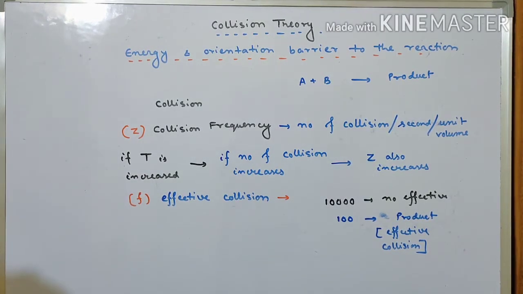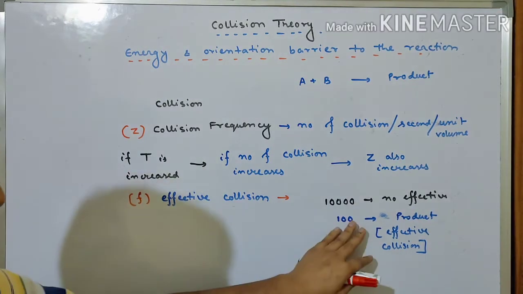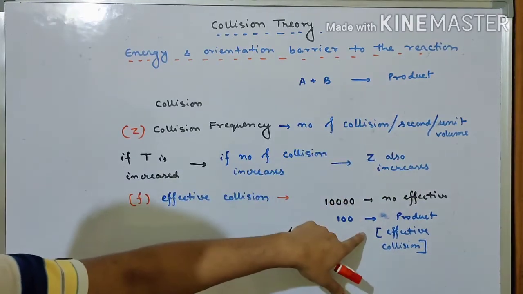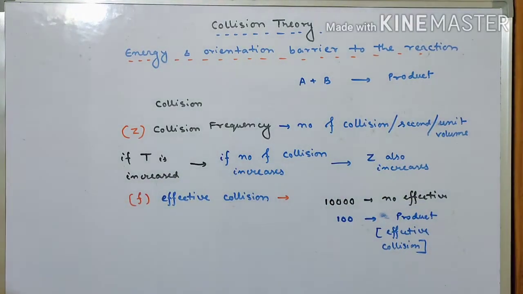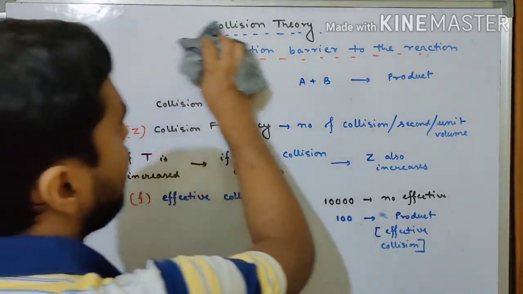Okay, so this is about the effective collision. Now let us see how we can get these effective collisions, because that is more important. Number of collisions is important, but more important is the number of effective collisions. So to find it out, effective collisions basically depend on two factors. So now we are going to talk about the effective collisions.